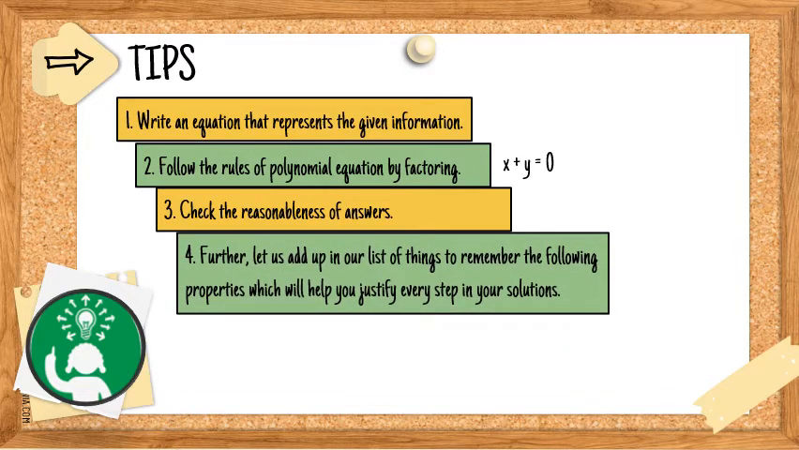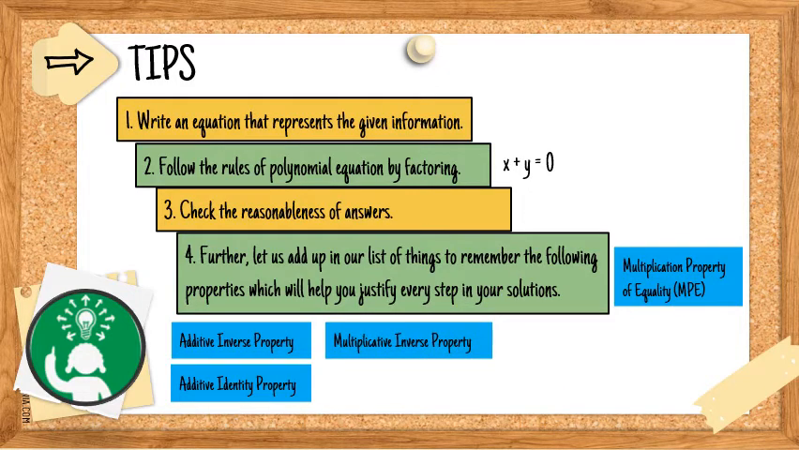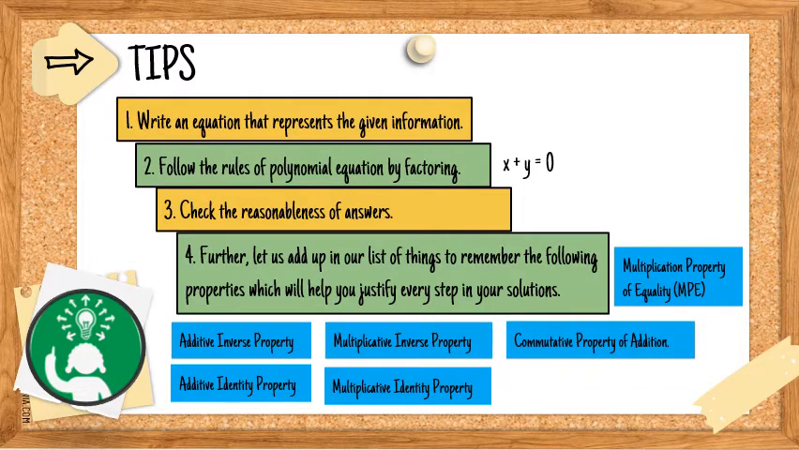Furthermore, let us add to our list of things to remember the following properties, which will help you justify every step in your solution. These are the MPE or multiplication property of equality, the AIP or additive inverse property, the additive identity property, the multiplicative inverse property, the multiplicative identity property, the commutative property of addition, the addition property of equality or APE, and there's a lot more. That is the subtraction property of equality or SPE. And that's it. Those are the tips to solve problems involving factoring of polynomials.